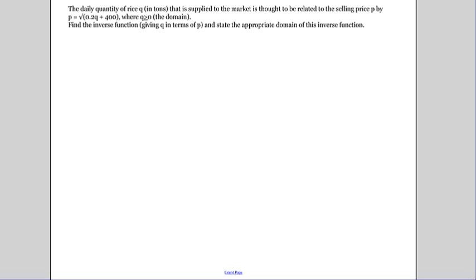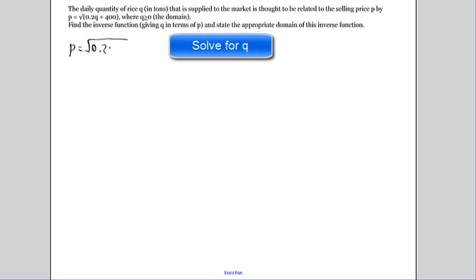The supply function that we're given has P in terms of Q. In other words, P is by itself. To find the inverse function, we need to get Q by itself. So how do we solve for Q?